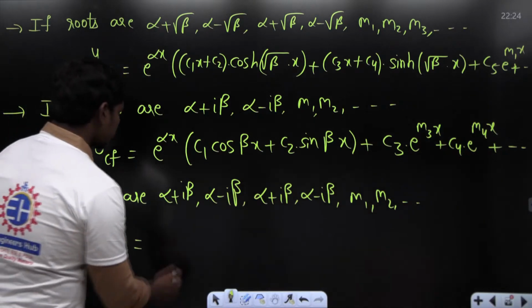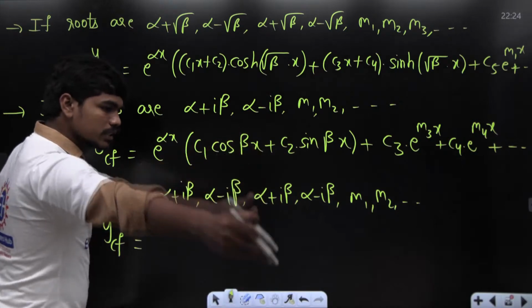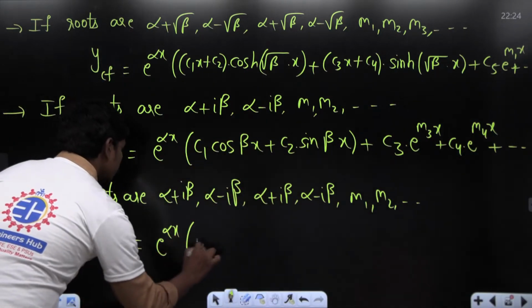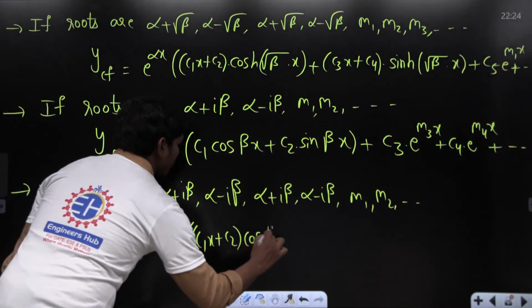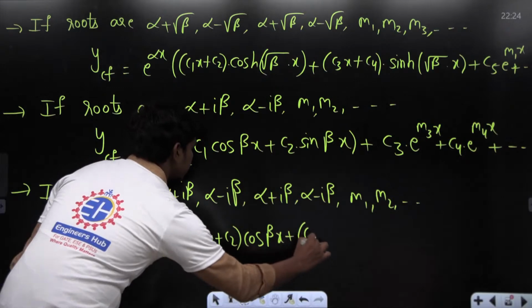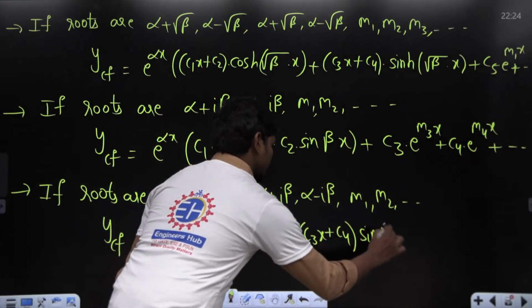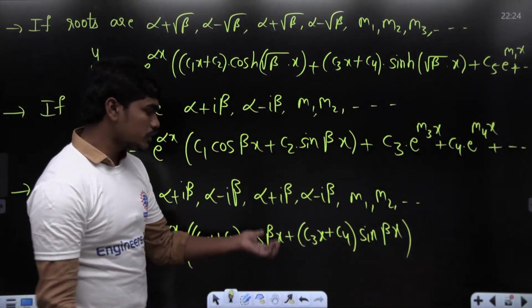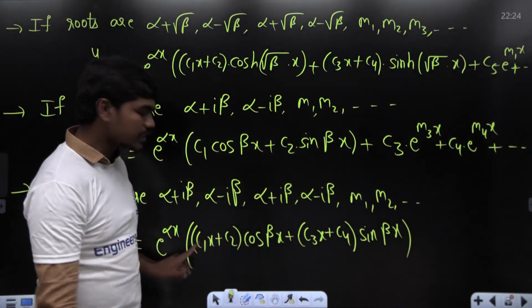It should be c1x plus c2 or c1 plus c2x. Doesn't matter. Basically, one arbitrary constant into x plus another arbitrary constant. So you see e power alpha x into (c1x plus c2) times cos beta x plus (c3x plus c4) times sin beta x. See, in the exam, don't get confused whether this is sin beta x or cos beta x. You can substitute anything because these are just arbitrary constants.